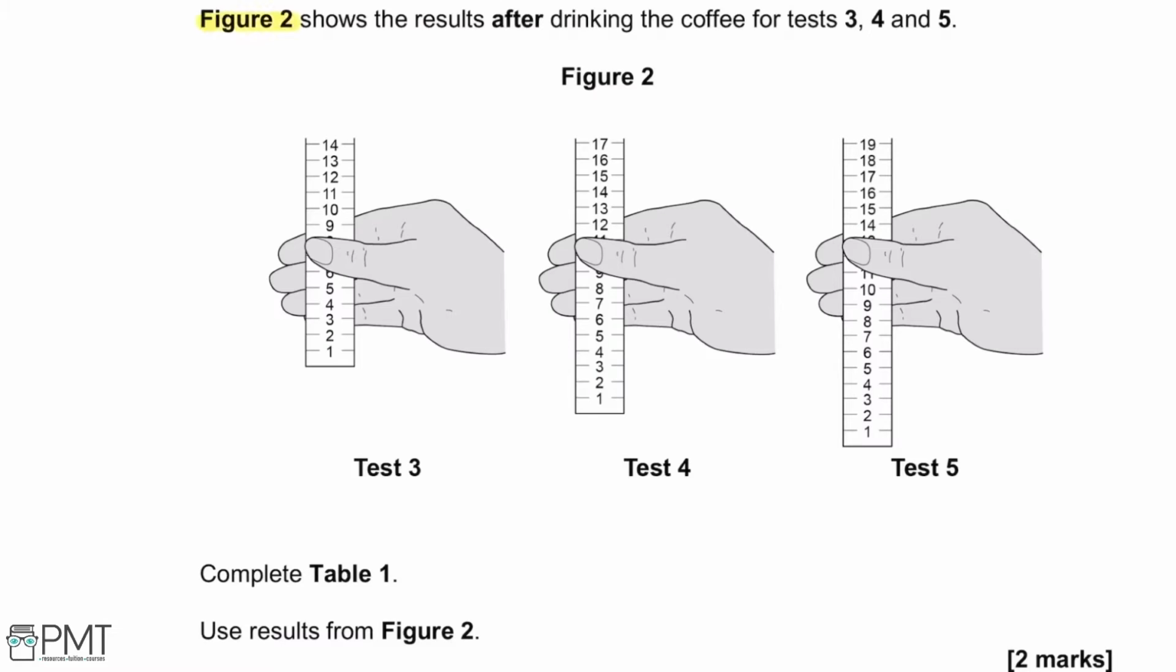Figure 2 shows the results after drinking the coffee for tests 3, 4 and 5. So here's figure 2, we've got the images of the hand holding the ruler for each of these tests. And we have to use these images to complete table 1. Where it says use the results from figure 2, it wants us to read that number that the thumb is just about covering. And this question is worth 2 marks.